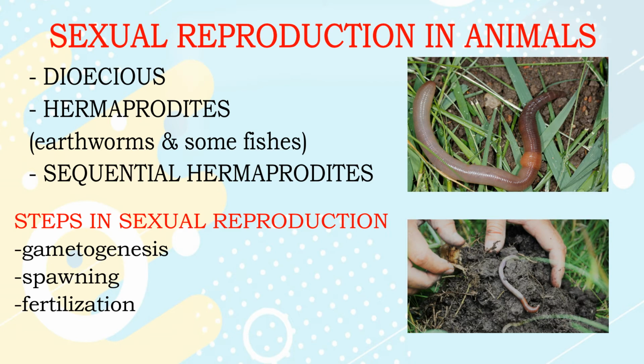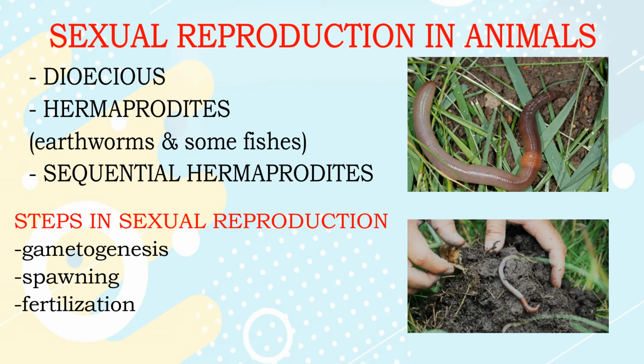This can also happen to hermaphrodites, like for example, earthworms and some fishes, or organisms that have both the sex cells on their body. On the other hand, this can also happen in sequential hermaphrodites, where in some portions of their life cycle, they can become hermaphrodites. So they are dioecious, but in some portions, they are hermaphrodites. Example of hermaphrodites are the earthworms.